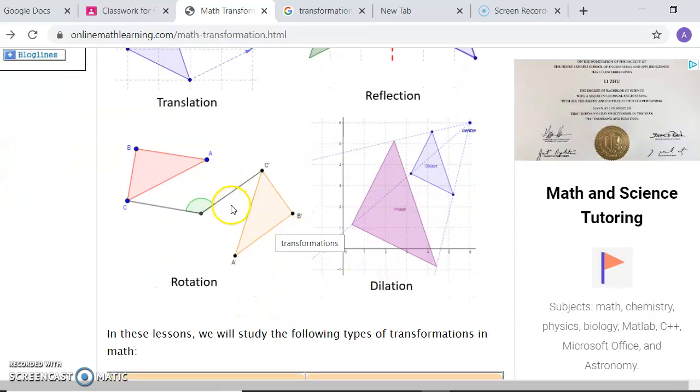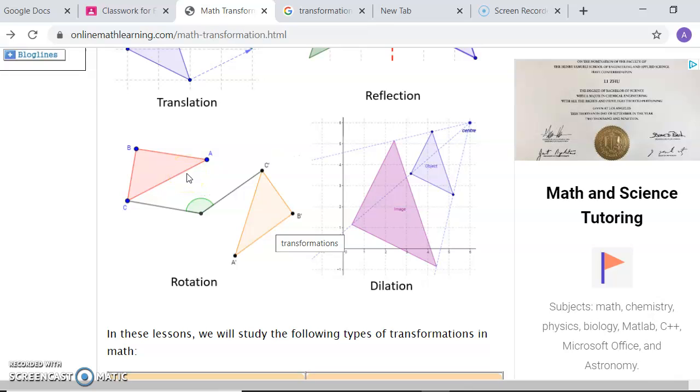Then you have rotation. Okay, rotation is in essence moving a particular object around a center point. So you can move this object a certain number of degrees around point A, point B, point C, or you can take a coordinate point away from the image and then rotate it. Okay, so you can rotate from here to here, or you can rotate from here to here.